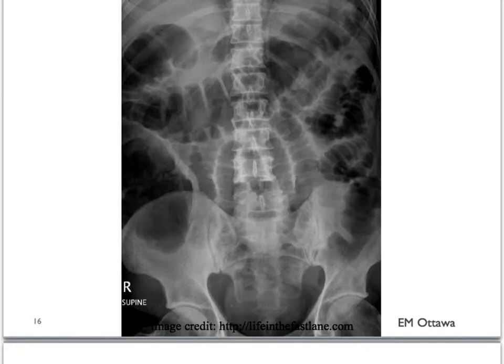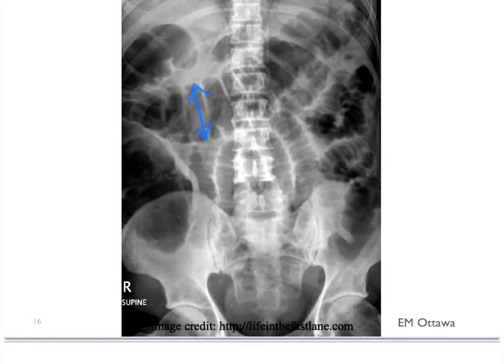As seen in this x-ray, you can see that the small bowel loops are quite distended. They're more than 3 centimeters. There's a marker available, and this is quite typical of the pattern seen in small bowel obstruction.